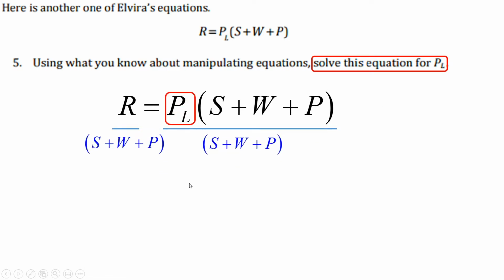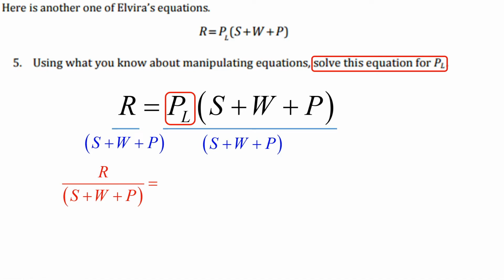There we go. Now let's rewrite. And now you can't combine anything over here, so you want to write it just the way you see it. R over the quantity S plus W plus P. And you really wouldn't need the parentheses in the denominator, but I left them there. I'm dividing revenue by the total lunches sold, the number of students who bought lunch.